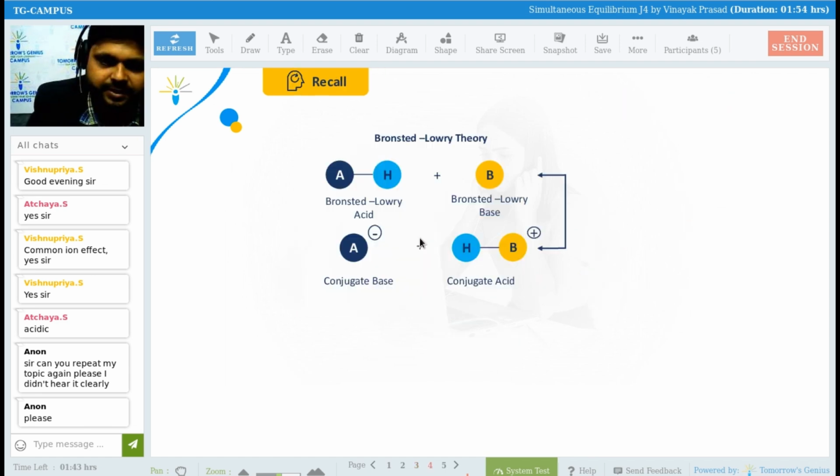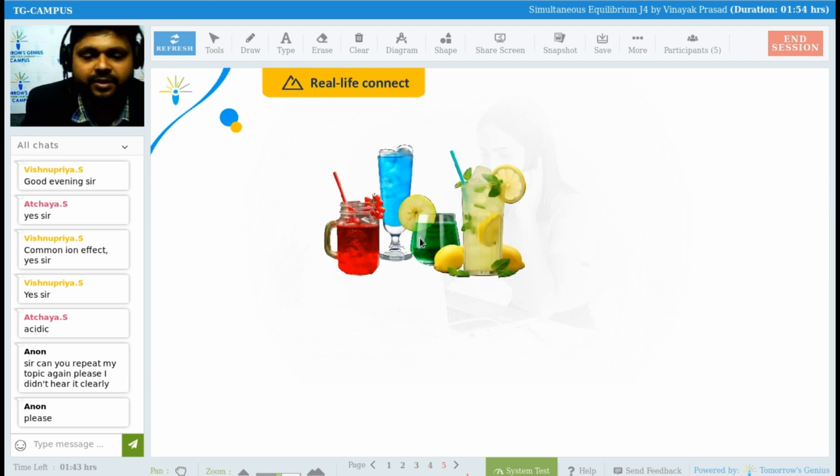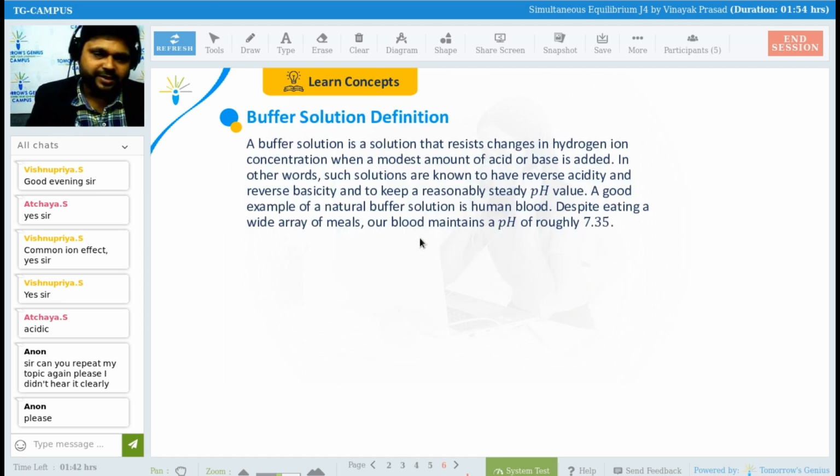Right? Now guys, see here. We have seen in the last class Bronsted-Lowry theory, right? So about the conjugate base and all. Now, so what are these buffer solutions? Now we are going to see about the definitions. I have told you what is this buffer solution. I hope everybody has got this. What is this buffer solution? Any problem till here? Anyone is having any problem till here? No?